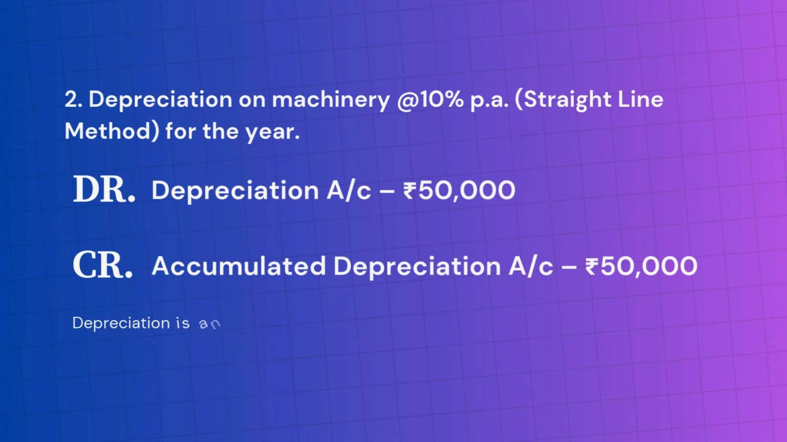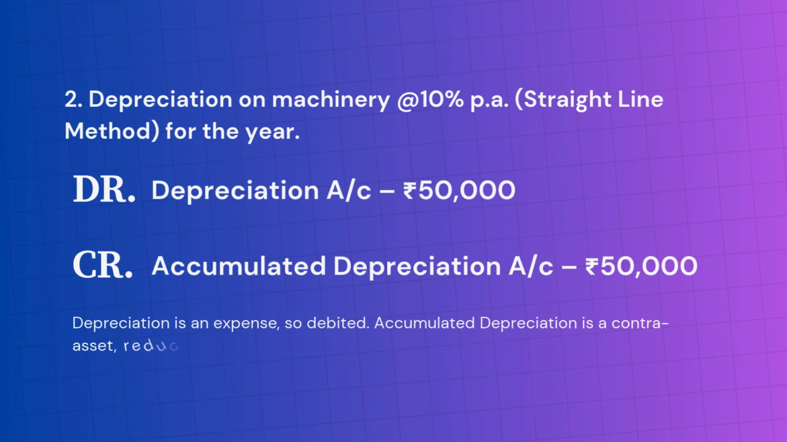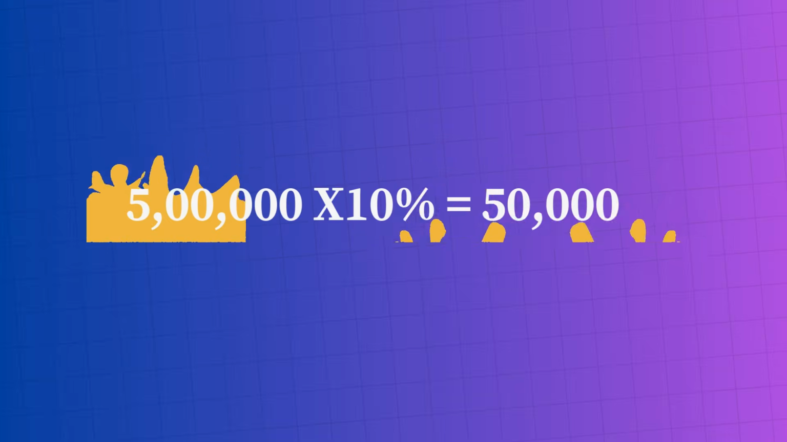Why? Depreciation is an expense. It represents the portion of the machinery's value that has been used up during the accounting period. Expenses are recorded with a debit. Accumulated depreciation is a contra asset account. It reduces the overall book value of the machinery on the balance sheet. Contra asset accounts have credit balances. We have calculated the 50,000 by multiplying 500,000 with 10%.